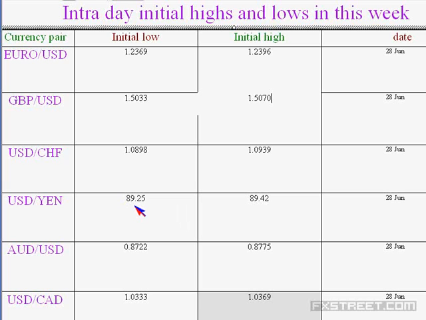Then in the case of USD Yen, 89.25 is the low, 89.42 was the high. They cut the high and formed a new high, 89.44. They signaled that they wanted to gain the levels in the case of USD Yen. So one could take the buy position in the case of USD Yen with the stop. Obviously, 30-40 pips below, you should keep the stop to limit the risk.